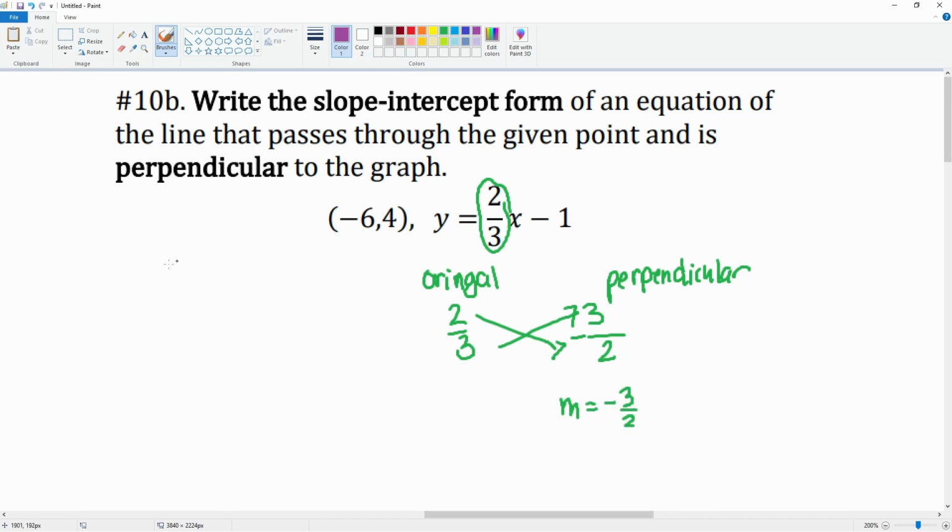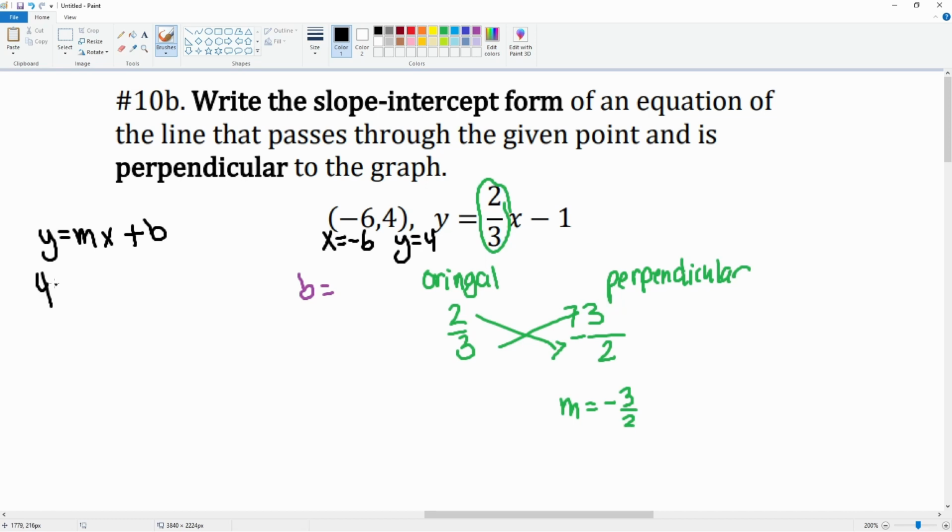We need to find the y-intercept, which is b, but the issue is we don't have it. But I have a point though, so we can use that. X is equal to -6, y is equal to 4. Okay, y equals mx plus b. I told you this equation you can use to solve for the b.